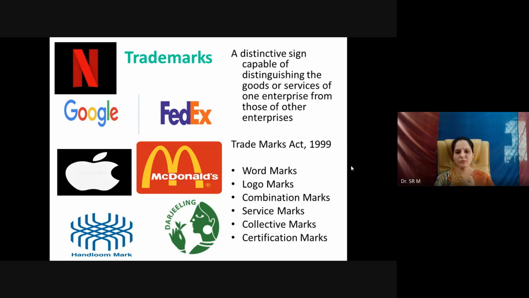A combination of both text and a symbol or any kind of graphic. So we have the golden arches which are accompanied by the text McDonald's, and this is a very famous mark for our combination marks. Service marks. It tells us it is specifically for services rather than goods.